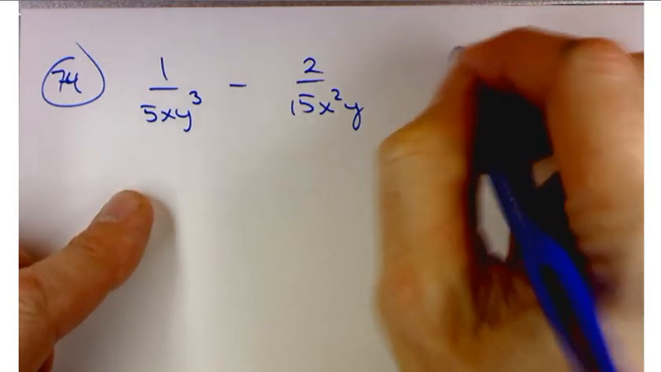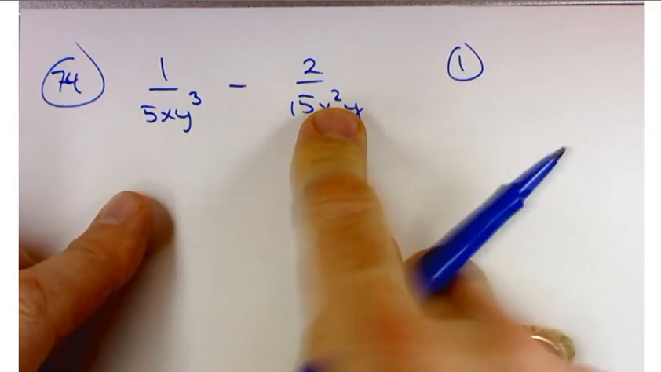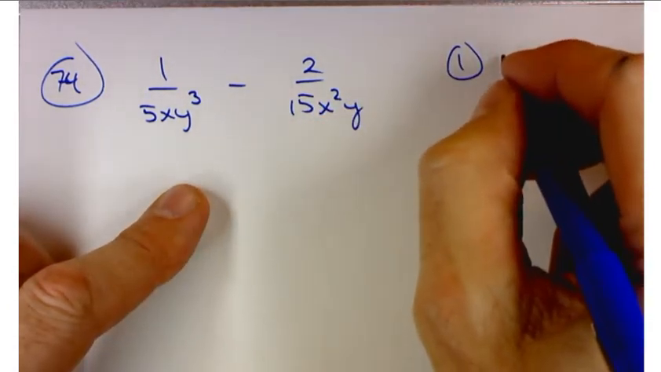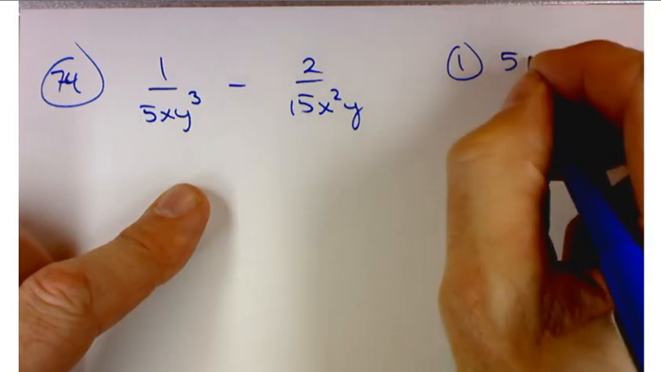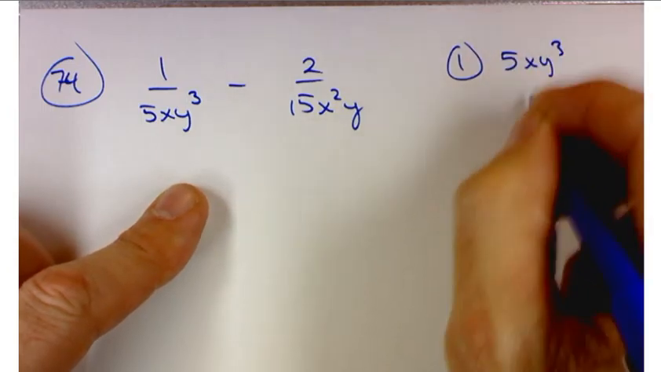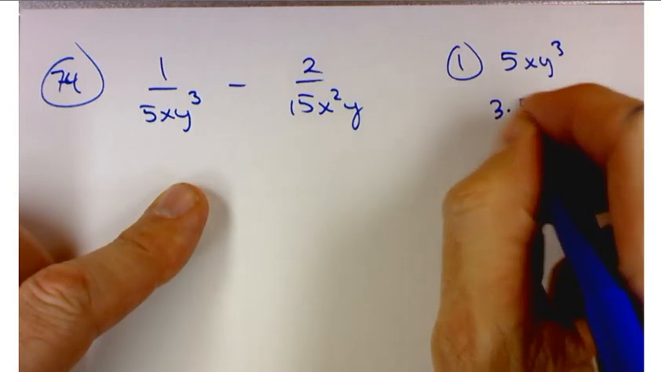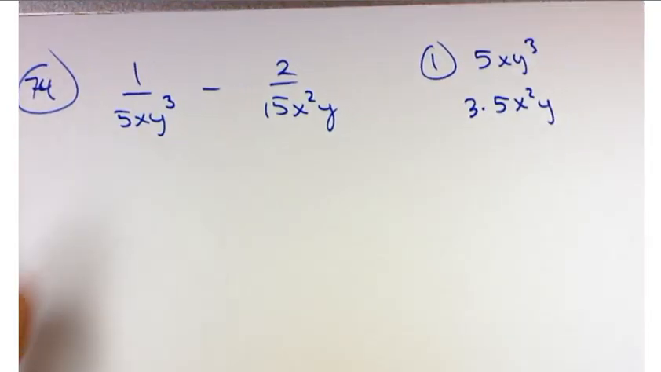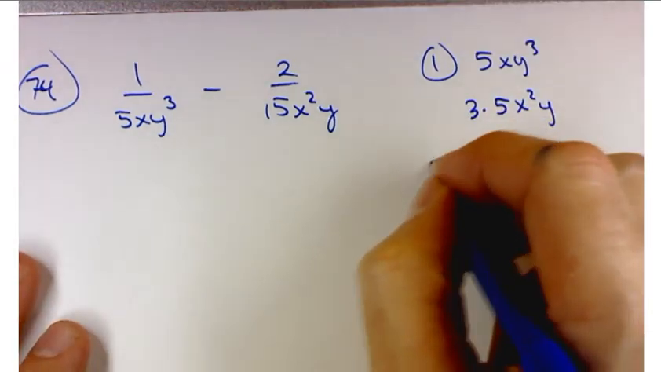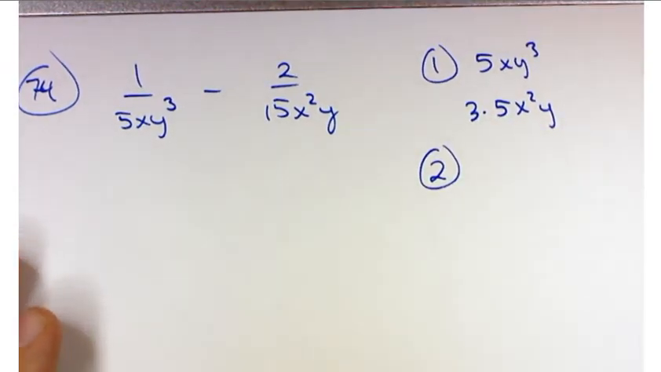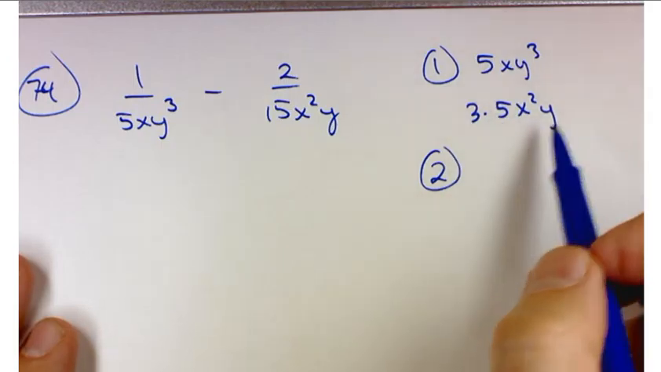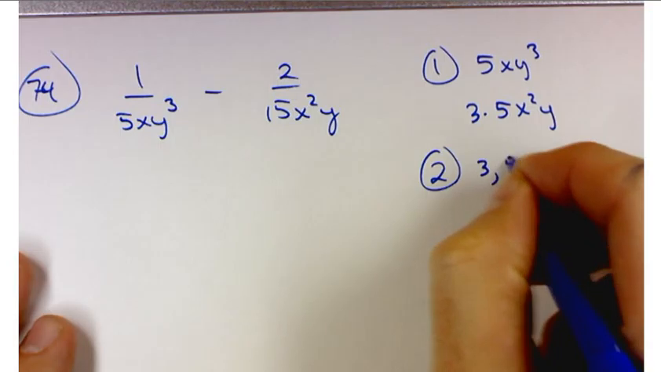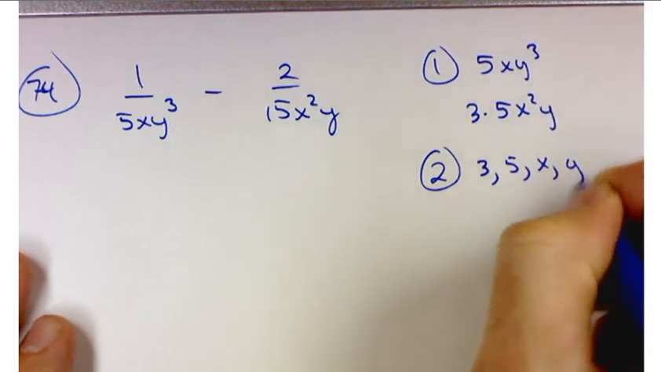So the first thing you have to do is factor these. Well, they're both pretty much factored, except if I really wanted to, I could write 15 as 3 times 5. So 5xy cubed and 3 times 5 times x squared y. The first thing is to factor it. Second thing is to list all the different factors. So there's a 3, a 5, an x, and a y.